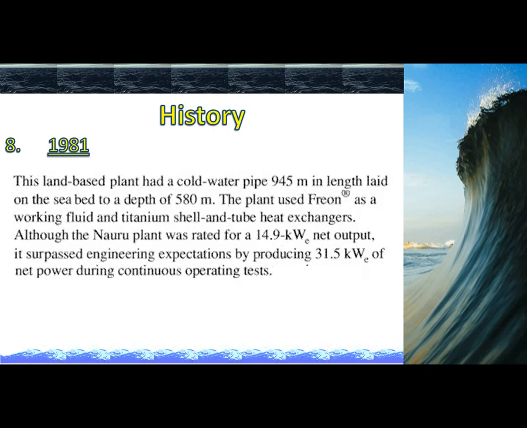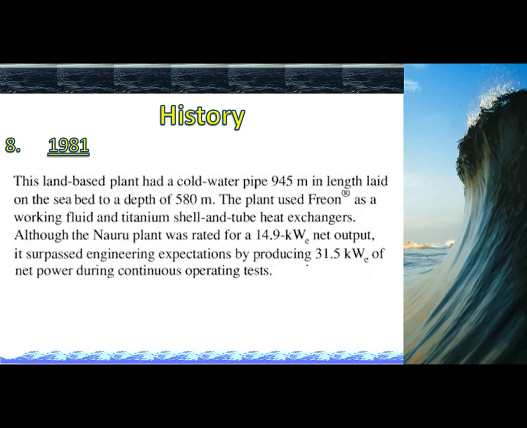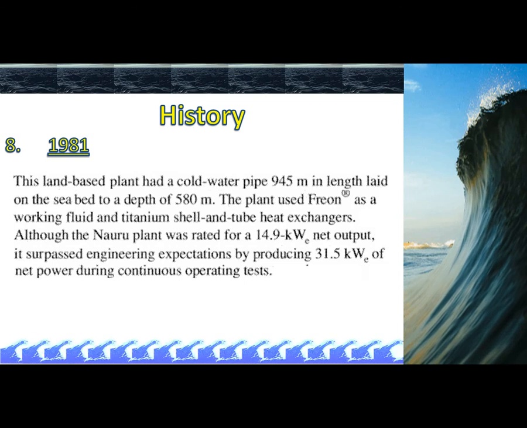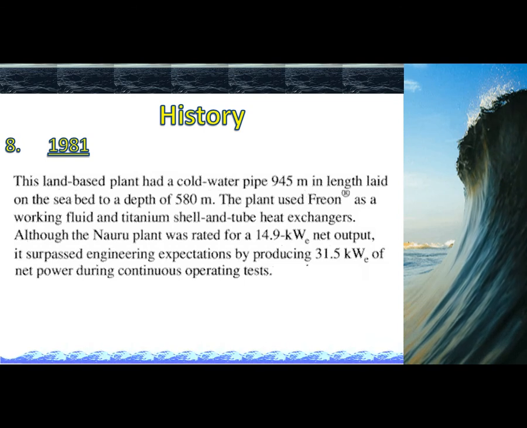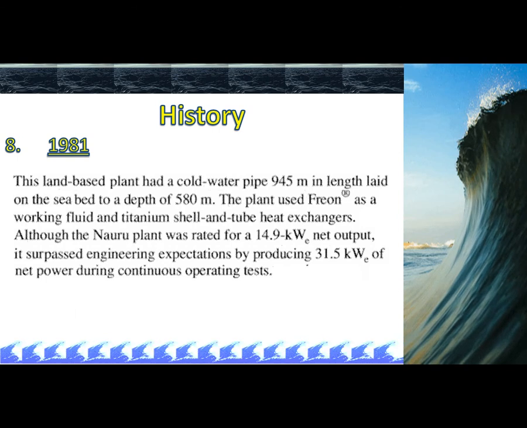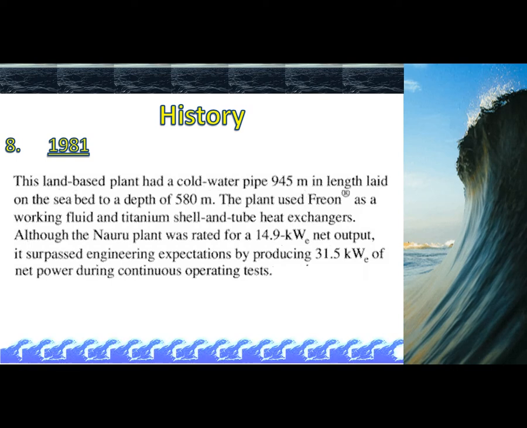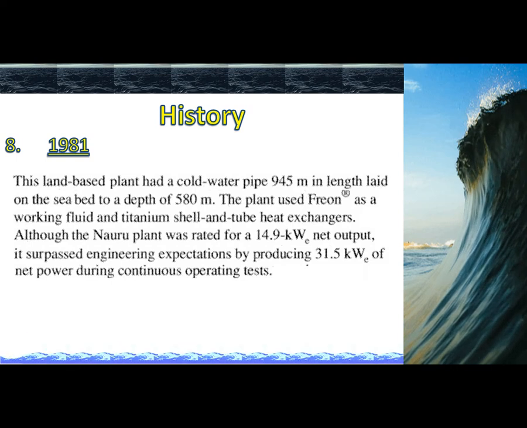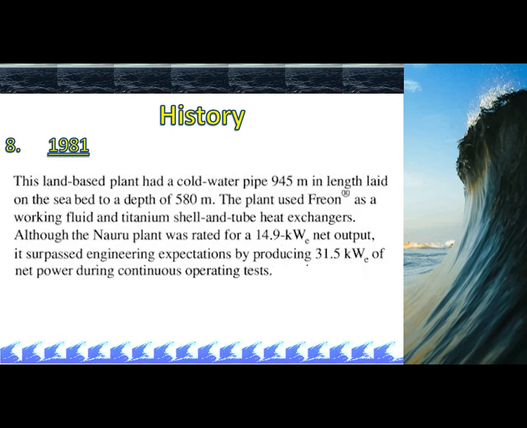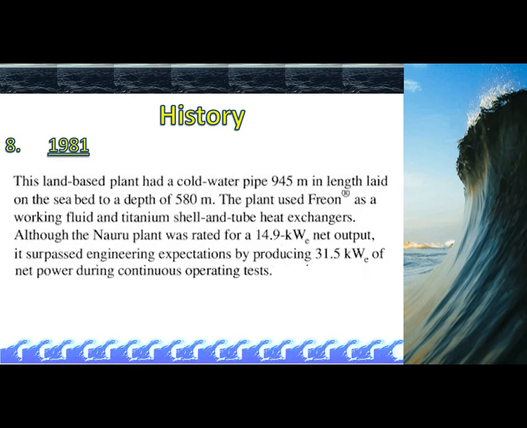The cold water pipe was 945 meters in length, laid on the sea floor to a depth of 580 meters. The plant used Freon as a working fluid and titanium shell and tube heat exchangers. Although the Nauru plant was rated for a 14.9 kilowatt net output, it surpassed engineering expectations by producing 31.5 kilowatts of net power during continuous operating tests.